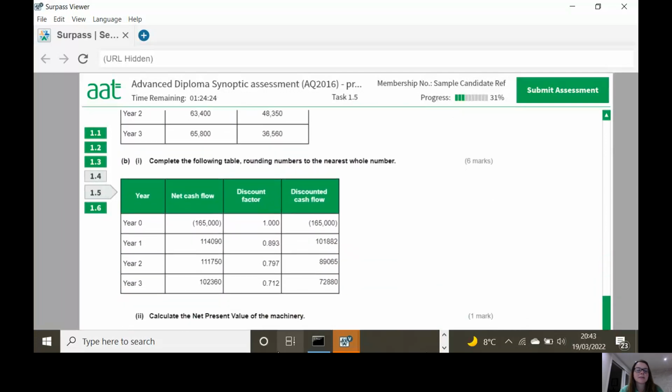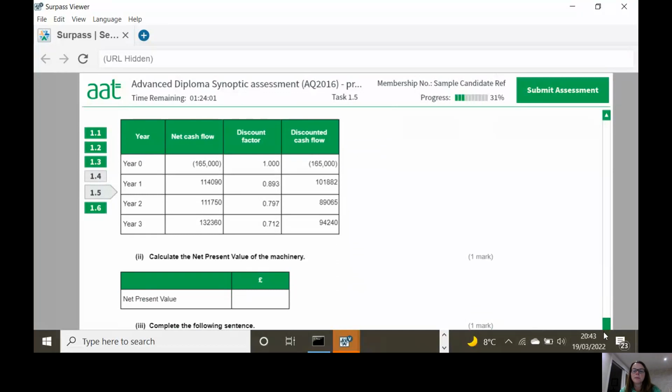So in year 3, my cash flow should be 132,360 times 0.712. Sorry about that. So that gives me a discounted cash flow of 94,240. Let's try again. So minus 165,000 plus 101,882 plus 89,065 plus 94,240. Yeah, that's right.